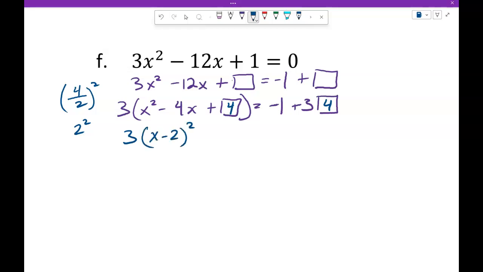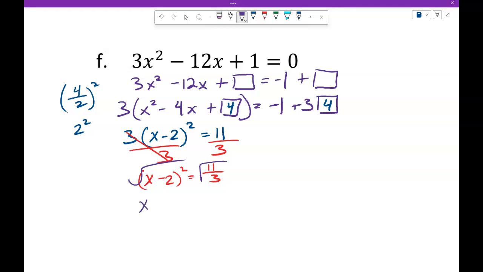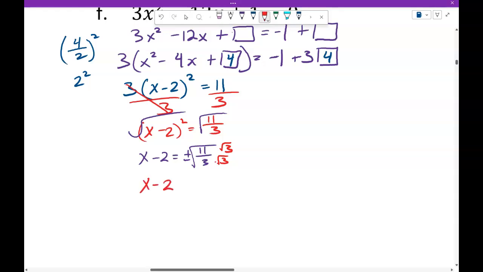X minus 2 squared equals 11. Now that completing the square is done, we can go ahead and solve. X minus 2 squared equals 11 over 3. Square root both sides, plus and minus, root 11 over 3. We'll rationalize. X minus 2 equals plus and minus square root of 33 over 3. And then we bring our constant over.